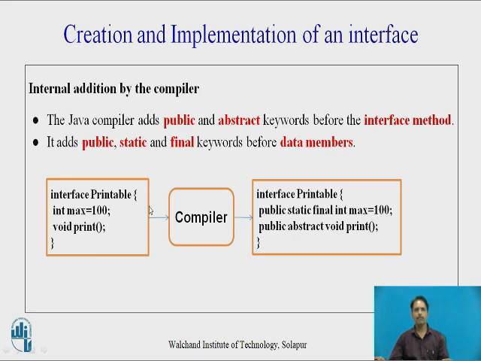So internally this int max equals 100 line is treated as public static final int max equals 100, and the compiler also adds the public and abstract keywords before the interface methods. For example, I simply declared a print method with return type void, but internally the compiler has added public and abstract keywords before the declaration of the print method. So by default all the constants declared in the interface are public, static and final, and all the methods declared in the interface are by default public and abstract in nature.